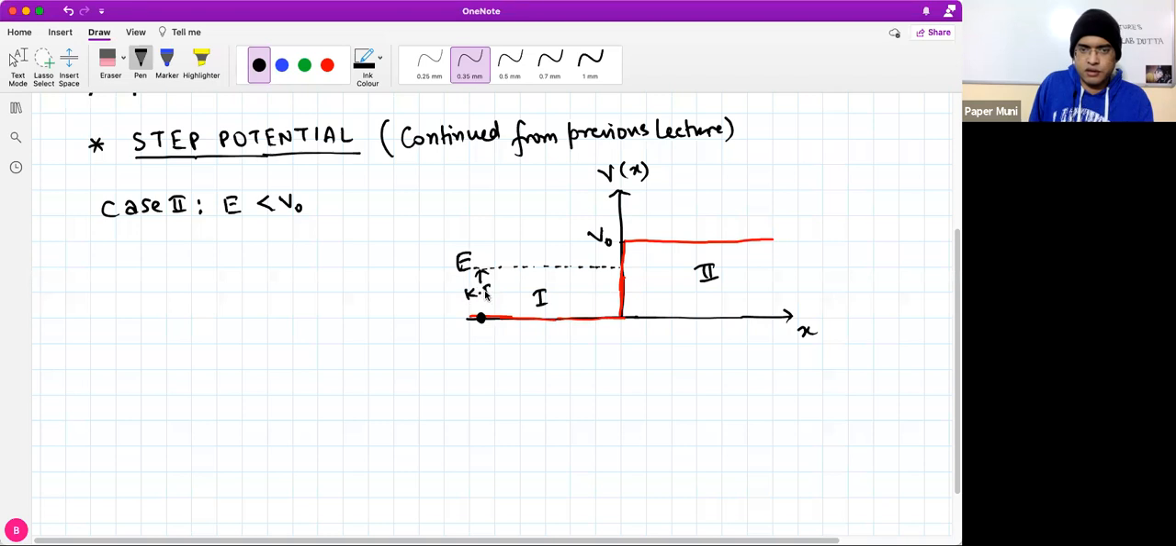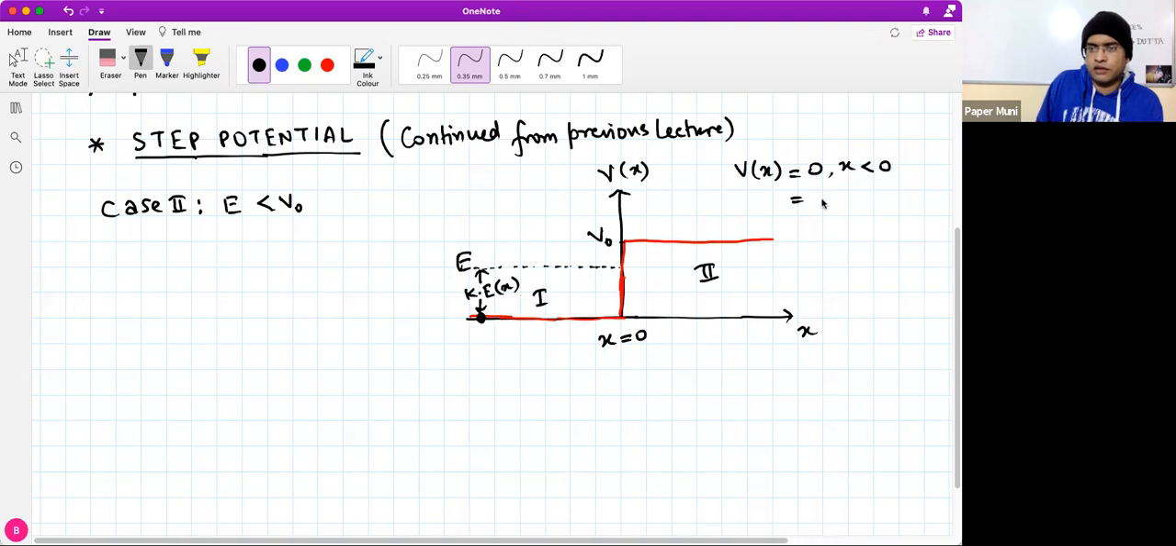In this region, the energy is purely kinetic energy. There is no potential energy because V is 0 here. This is x equal to 0. The potential, which we had already defined, I'll write it again: it is 0 for x less than 0, and V naught for x greater than or equal to 0.